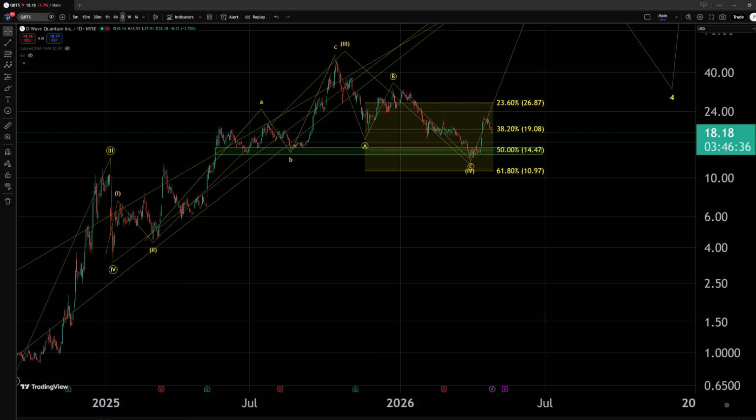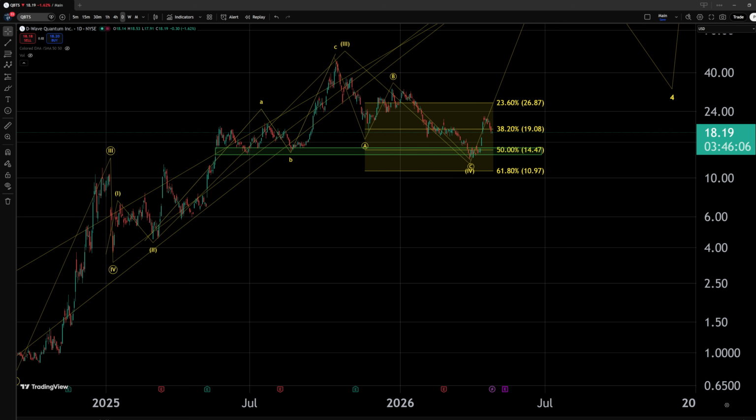In this video, we are looking at D-Wave Quantum. It is time for another update, and we see the rally that has so far formed from our support box come to at least a temporary stop, at least a temporary correction. Now, we have some indications from the internal structure we have within this pattern.